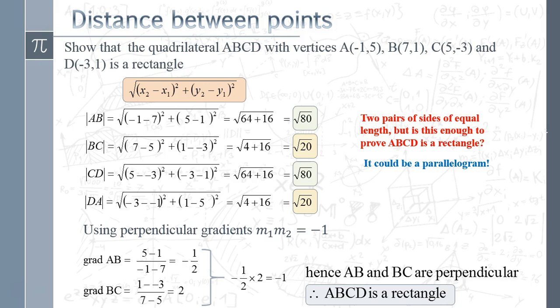So again, what we've done is used the Pythagoras formula for distance between two points and a little bit of work on gradient to do essentially what is a geometric proof to prove that the shape we got was a rectangle in this particular case.